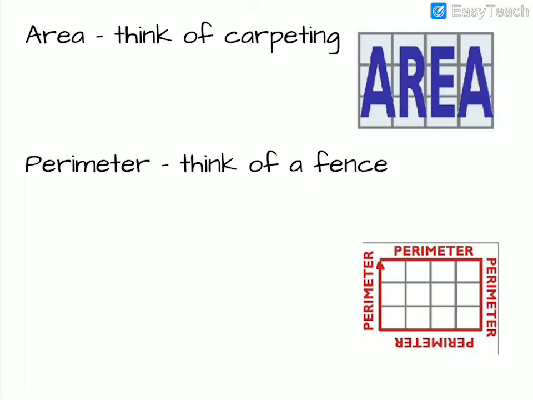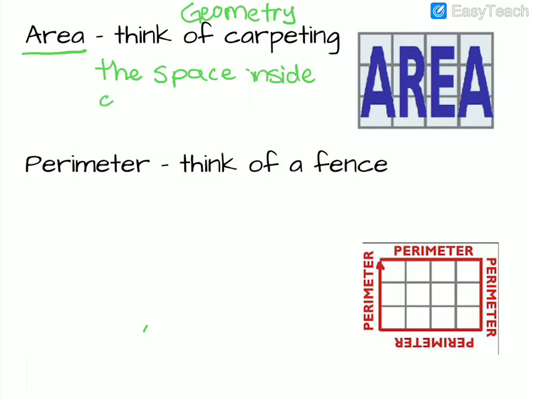All right, so you should have your notebook open to a clean page. At the top of your notebook, I'd like you to write the word geometry. And I'll spell it up here a little bit for you. And you can underline that. And we've got 2 vocabulary words that we're going to write down today. Our first one is area. And area is the space inside a shape. The space inside a shape.